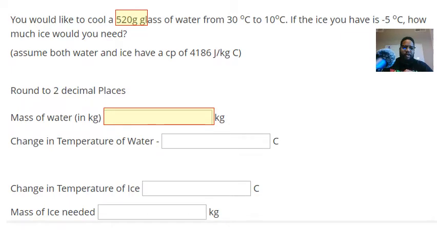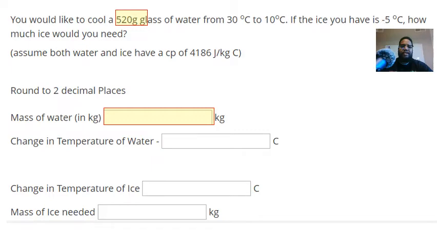So as you can see here, when it asks for mass of water, I'm going to convert it to kilograms. All right, so let's start over. You would like to cool a 520 gram glass of water from 30 to 10 degrees Celsius. That's decreasing temperature. So your change in temperature is going to be negative. All right. If the ice you have is -5 degrees Celsius, how much ice would you need?